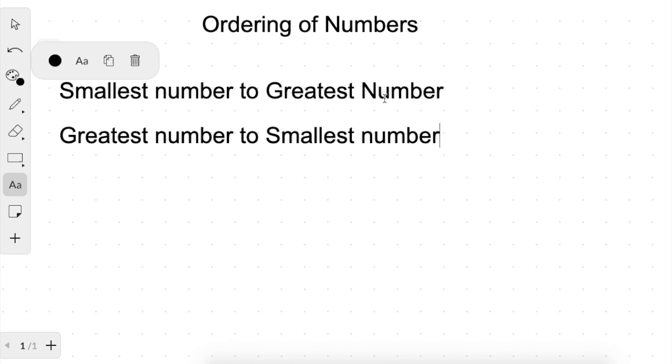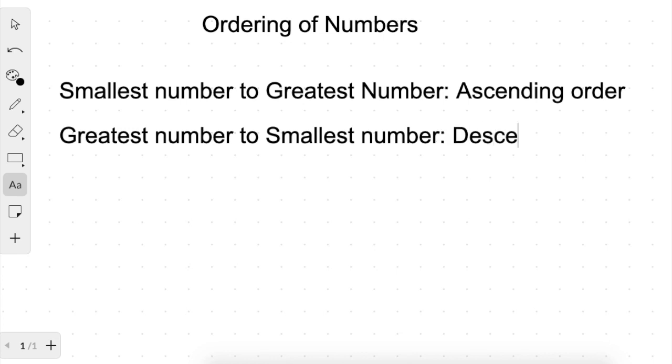We have names for these as well. So when we are writing numbers from the smallest to the greatest, we call this ascending order. And when we are arranging numbers starting from the greatest number and moving to the smallest number, that is descending order.